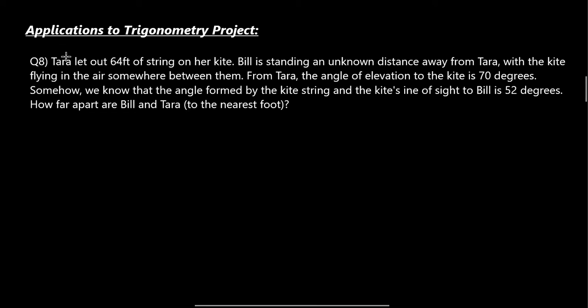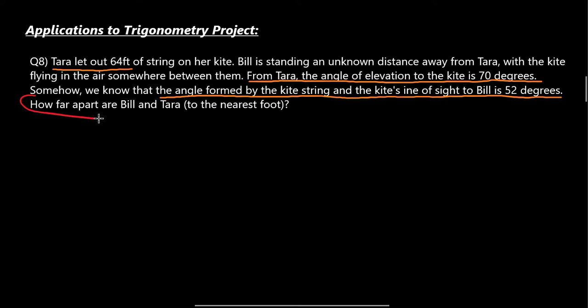Okay, so let's start solving this problem by highlighting our givens. We are given that Tara let out 64 feet of string on her kite. We know that the angle of elevation from Tara to the kite is 70 degrees. And we know that the angle formed by the kite string and the kite's line of sight to Bill is 52 degrees. And our actual question is this right here. How far apart are Bill and Tara to the nearest foot?